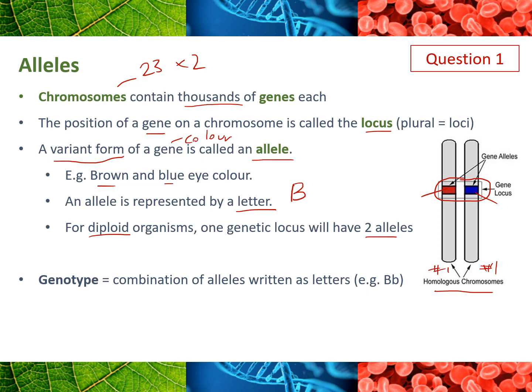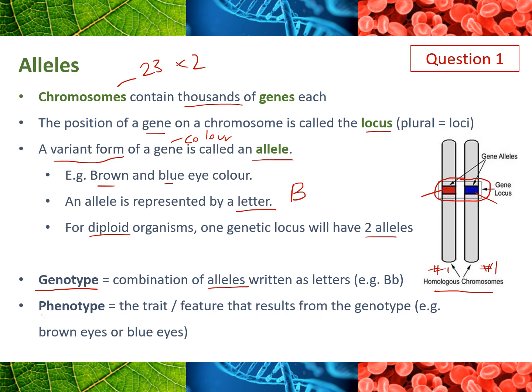Just some important terminology that you need to get correct. A genotype is the combination of alleles, and that is written as two letters. We'll go through the capital and the lowercase in a second, but a combination of alleles is the genotype. A phenotype is the trait or the feature that results from that genotype. If this sounds a little confusing, you're going to get lots and lots of practice with this, so don't worry about it.